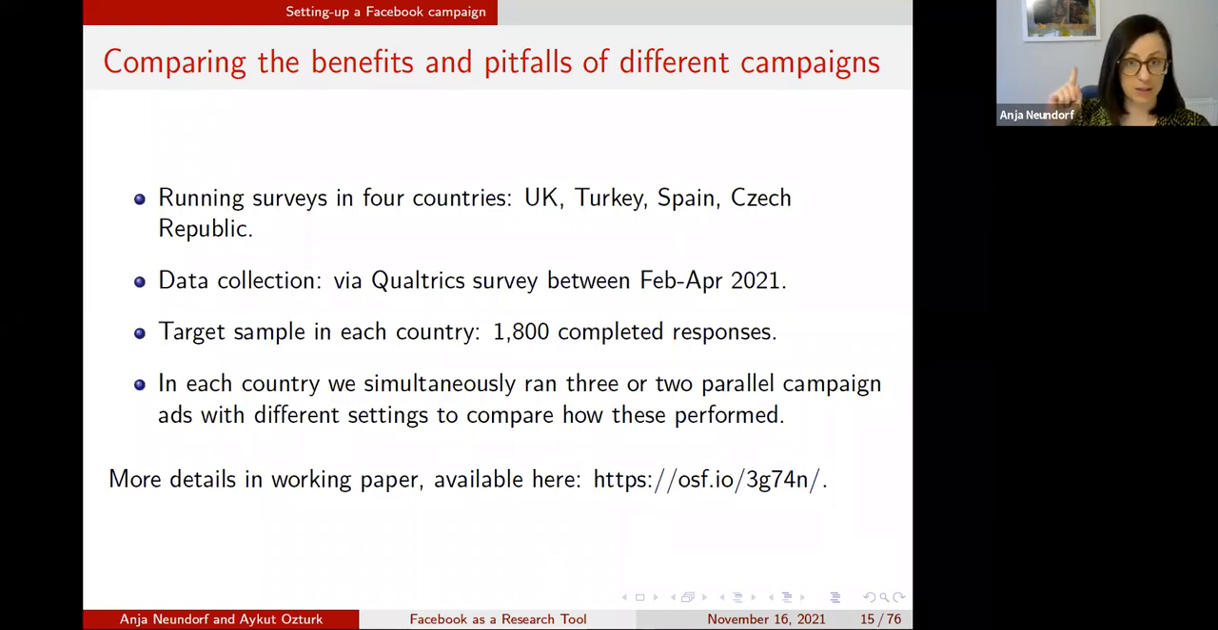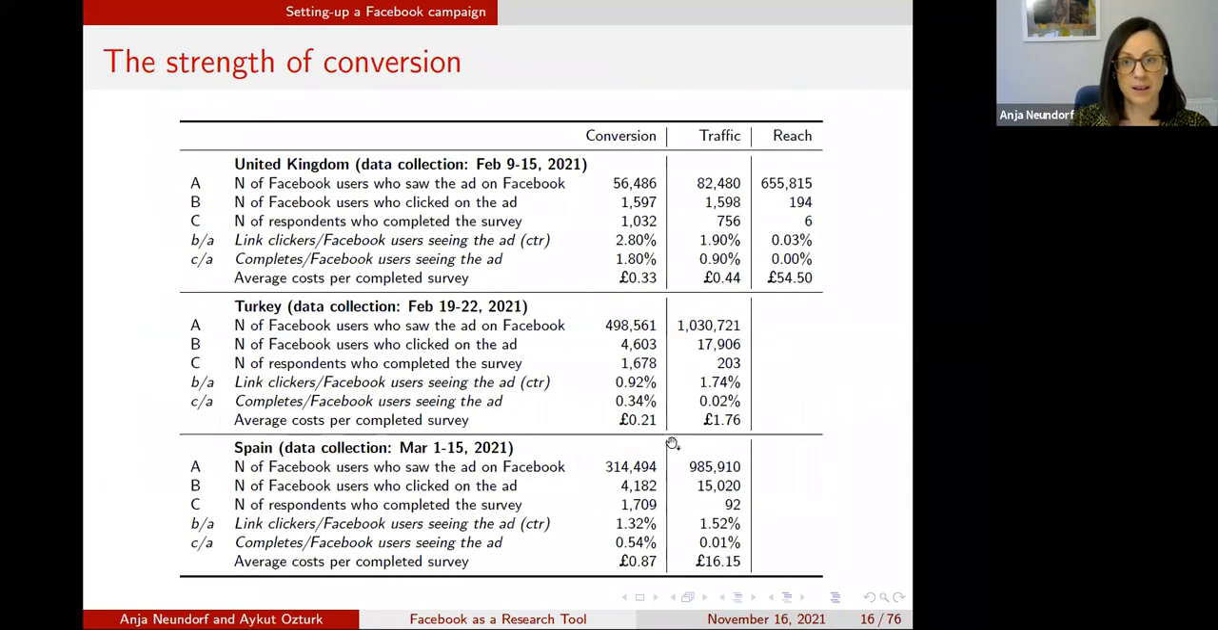So now looking at the results, here I'm just showing you 3 countries, just because there was no more space on the slide. We started out collecting data in the UK, where we used all 3 available campaign objectives. And you see that reach does what it does. The first line shows how many people saw our ad, and it's a lot of people. But in the next line, only 194 clicked on the ad, and only 6 people actually completed our survey.